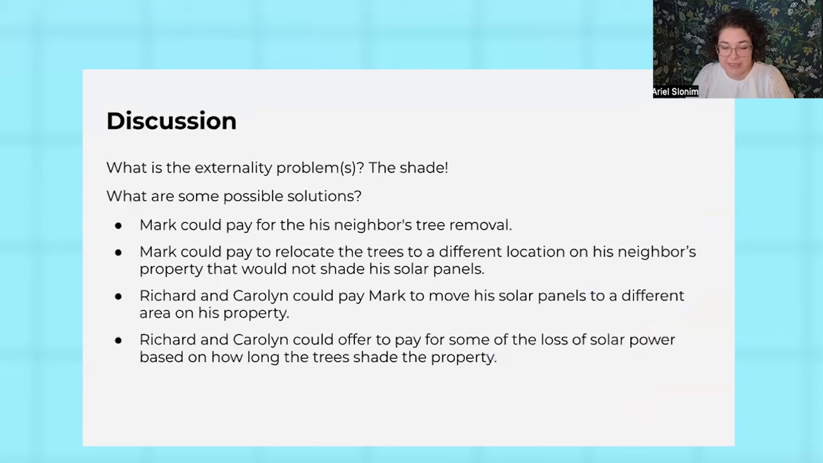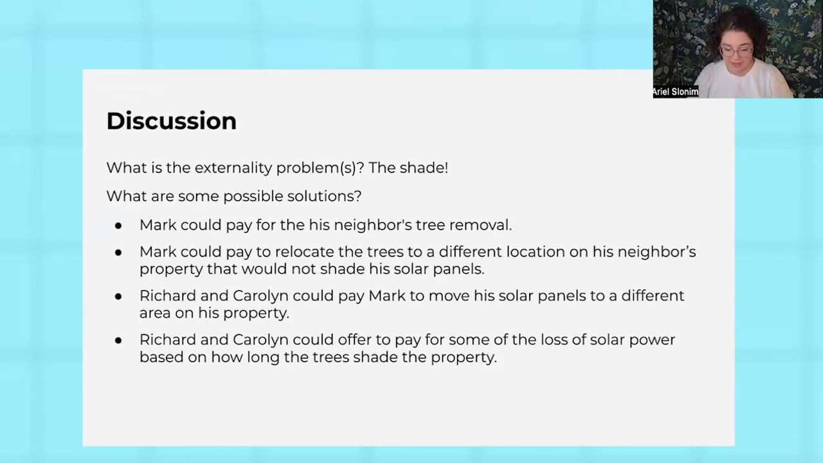And if you need ideas on what some possible solutions are, we've outlined a couple. Mark could pay for his neighbors to remove the tree. He could pay to relocate the trees, maybe plant them somewhere else. Richard and Carolyn could pay Mark to move the solar panels, so they could compensate him by moving those panels, or maybe they could offer to pay for some of the loss of power because of the shade from the trees.